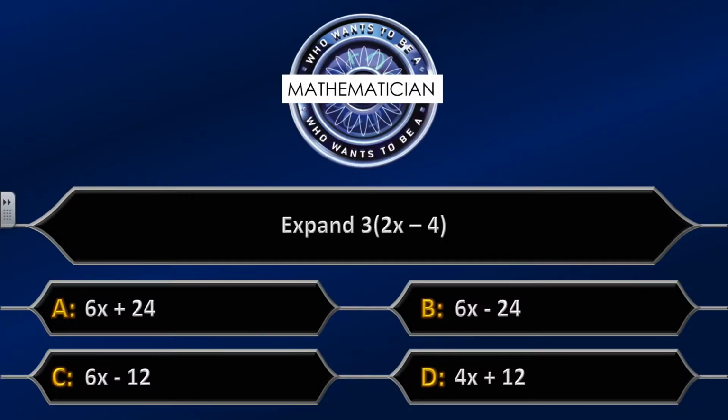Question three, expand 3 open brackets, 2x minus 4 close brackets. Again, the possible answers are A equals 6x plus 24, B 6x minus 24, C 6x minus 12, D 4x plus 12. Okay, so I'm going to give you another 10 seconds starting now.